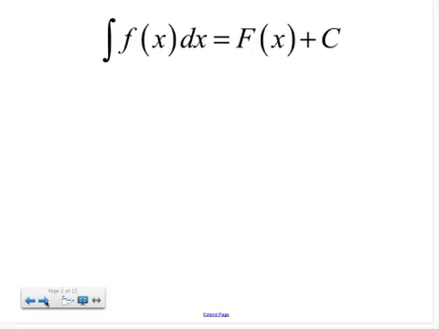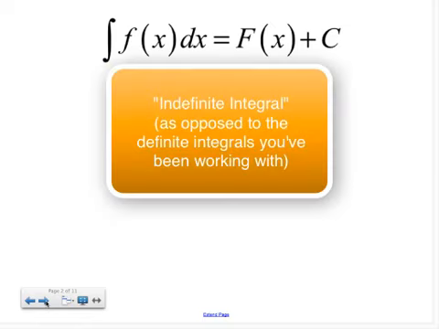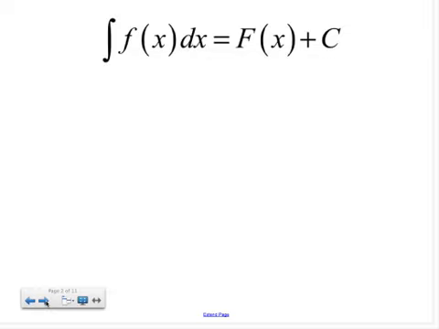Alright, as we get started today, we're going to see this symbol here, which is an integral that has no limits on it. We call this an indefinite integral because it's not taking a definite area. It's not going to be a definite calculation. And so what this is going to mean is find the antiderivative of the integrand.